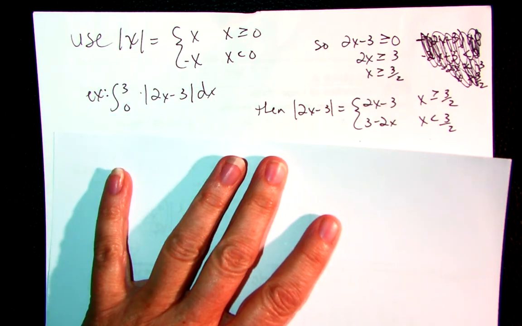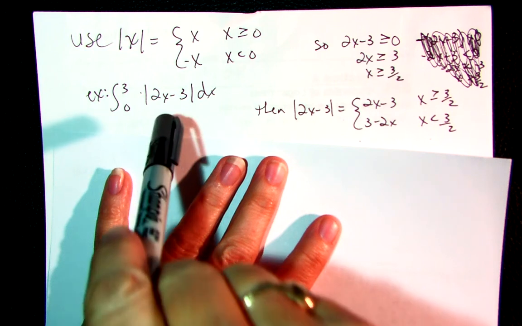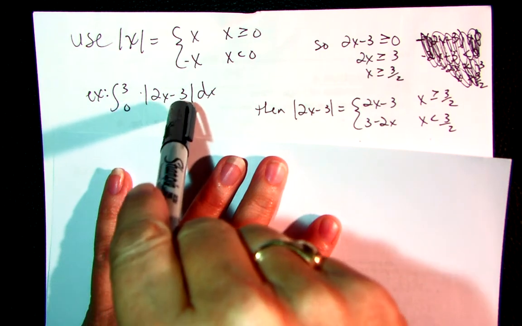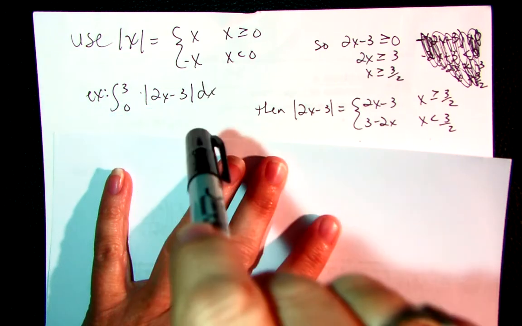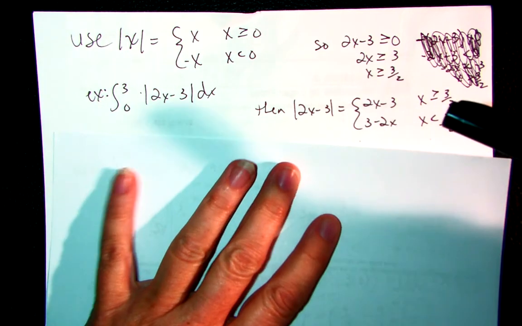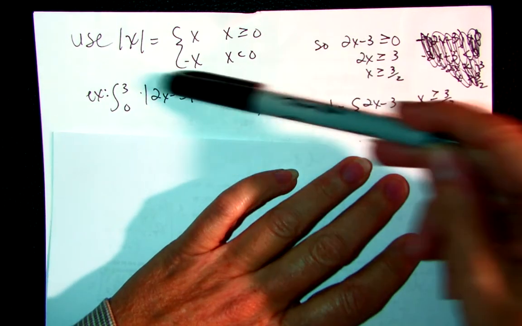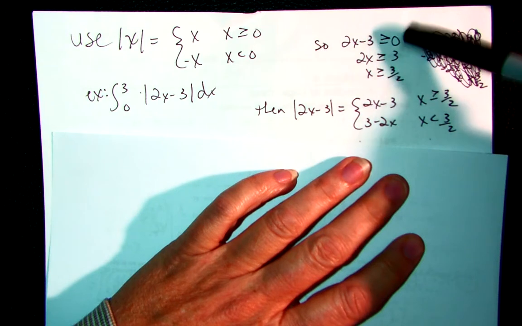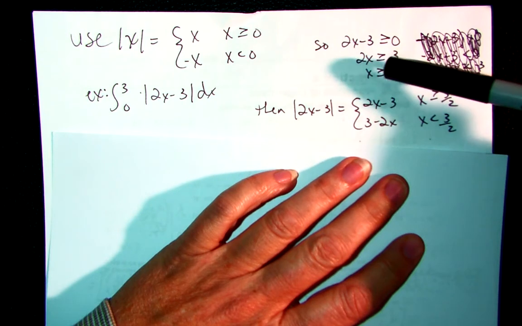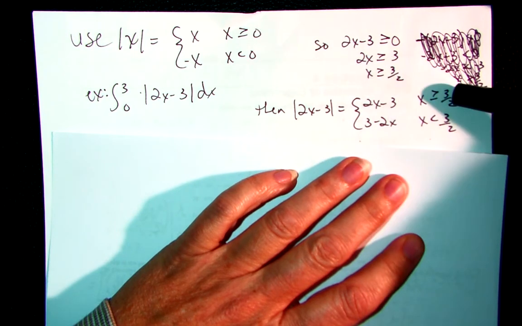And I will show you the conceptual understanding in a moment. I will go ahead and graph that, and we'll do the area underneath the curve. But right now I want to do it the calculus way. First thing I need to do is use that definition. So I'm going to do what's inside, 2x minus 3 greater than or equal to 0, and x is greater than or equal to 3/2.